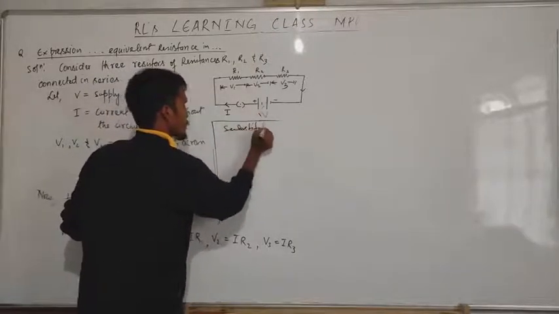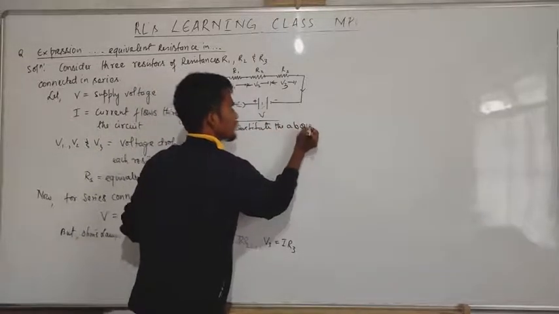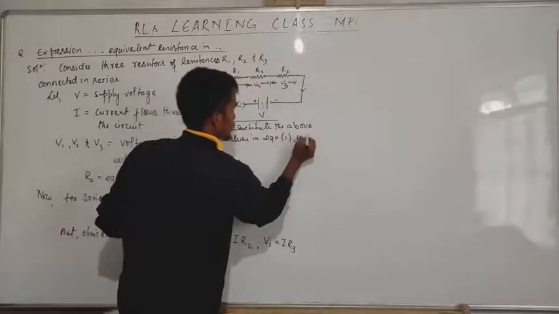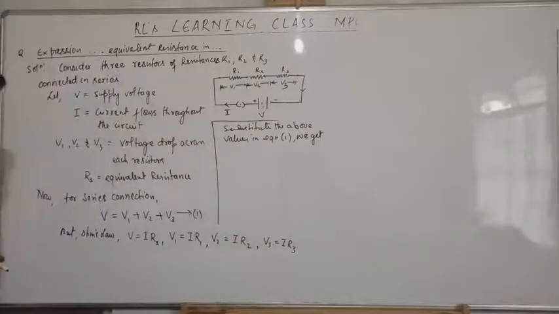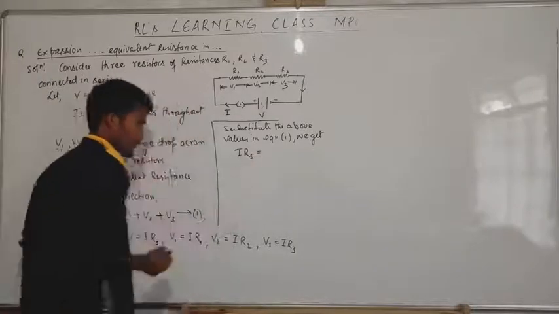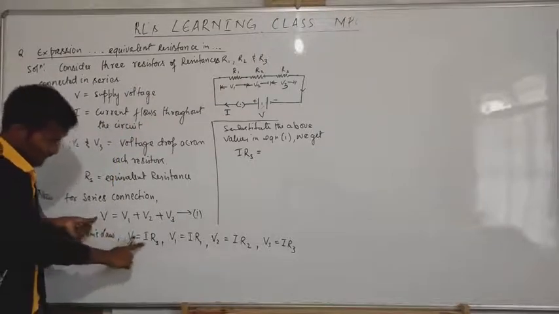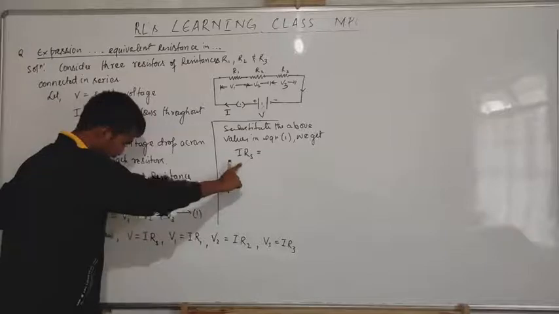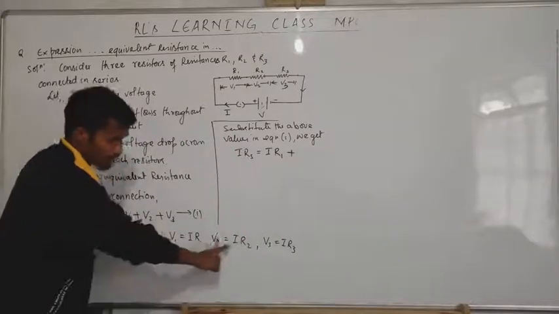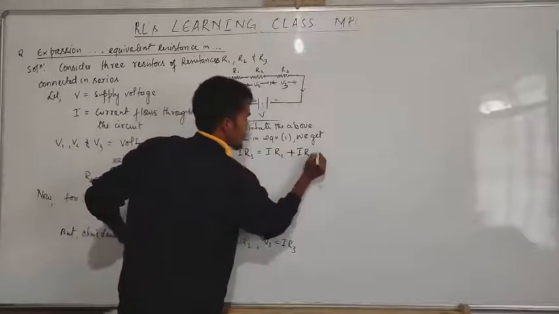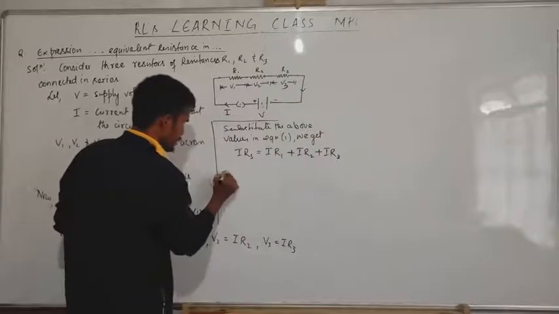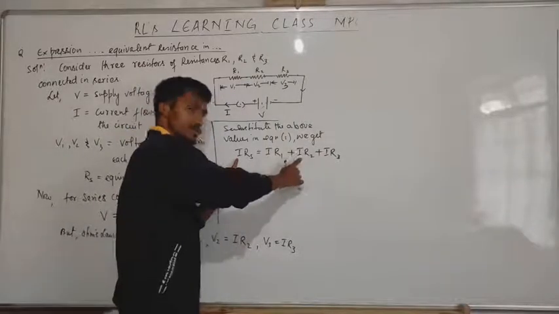Substitute the above values in equation 1. We get: in place of V, I put I RS. In place of V1, I R1. In place of V2, I R2. Then in place of V3, I R3. Now here also I, here also I, here also I, here also I.